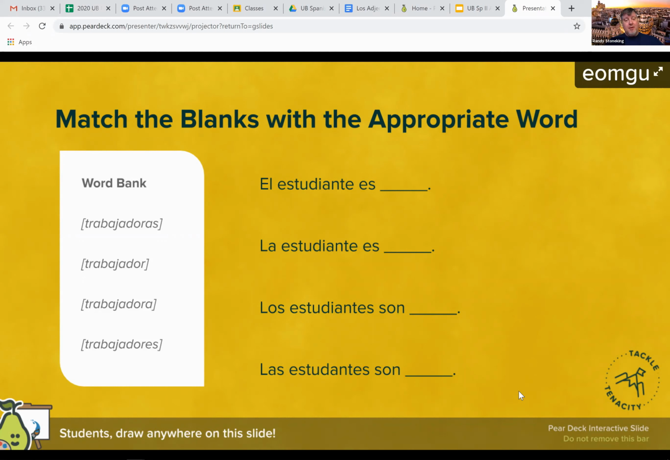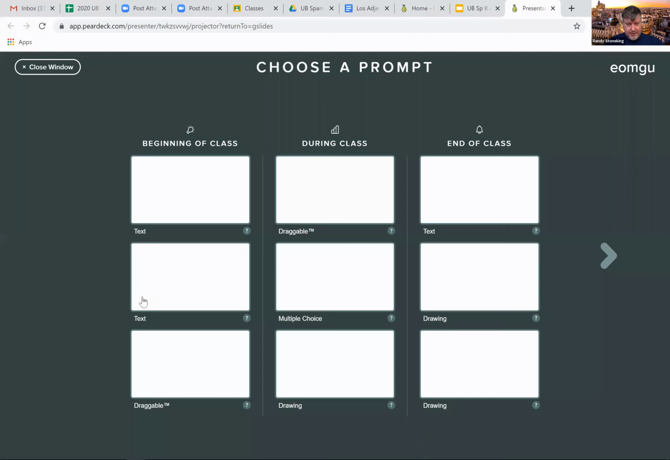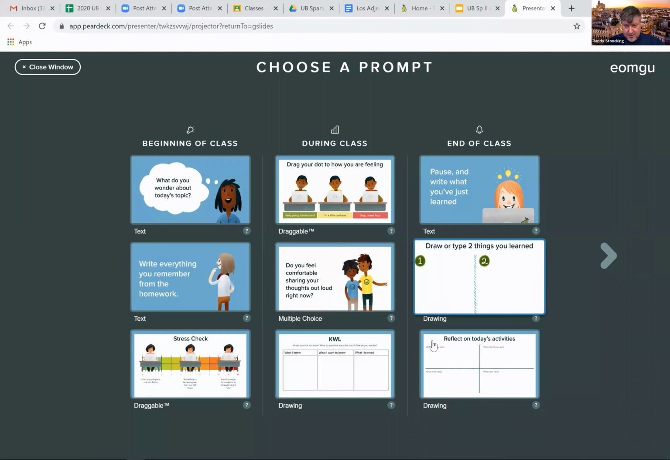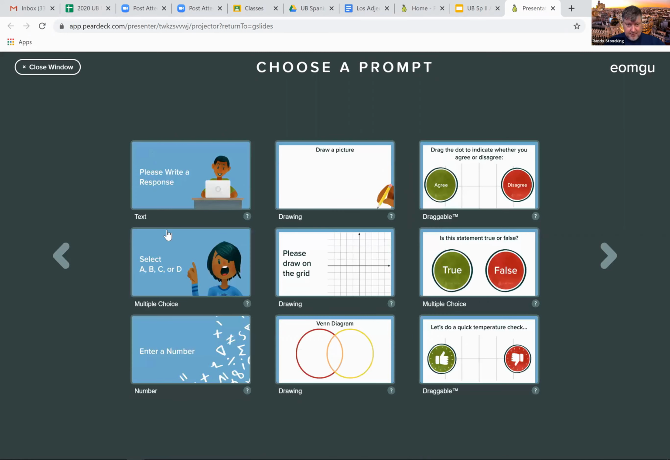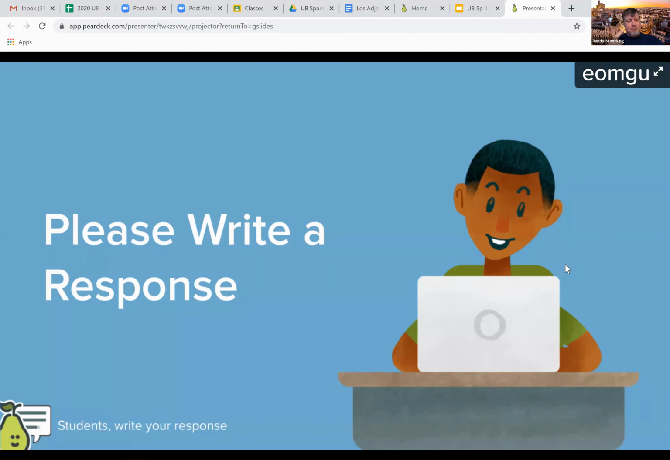Okay, now remember, if you're a guy, you're going to use the descriptive word in masculine form. If you're a girl, you're going to do it in feminine form. Okay, so let's do this. Let me give you a simple writing text question. So give me 3 words to describe yourself. Yo soy blank, blank, y blank.